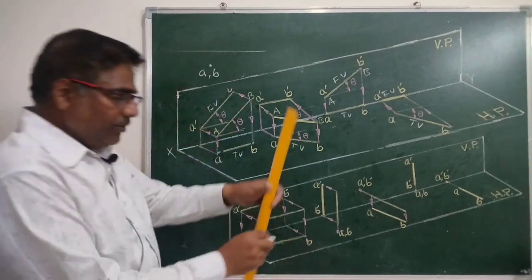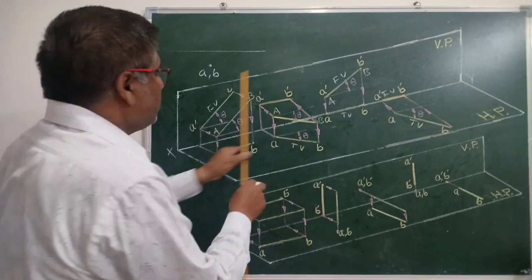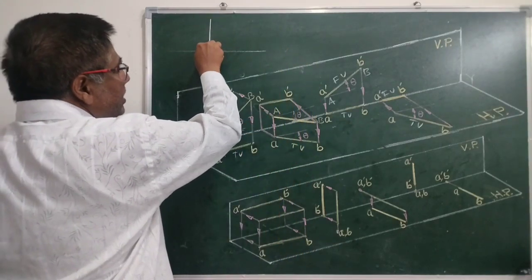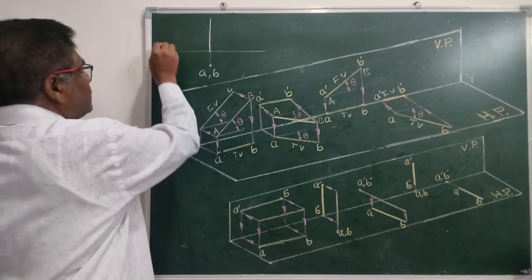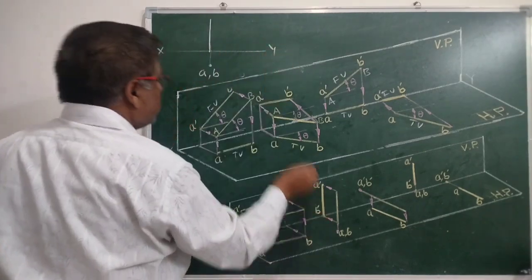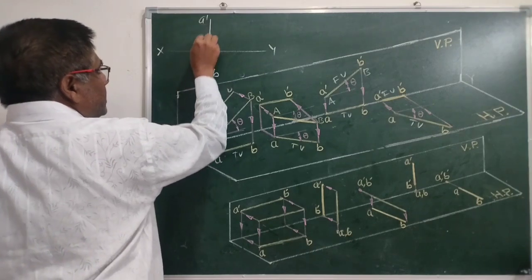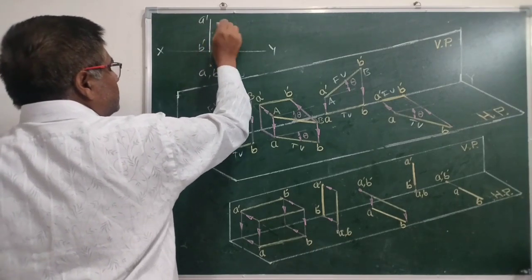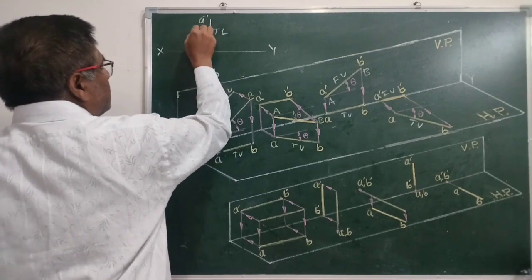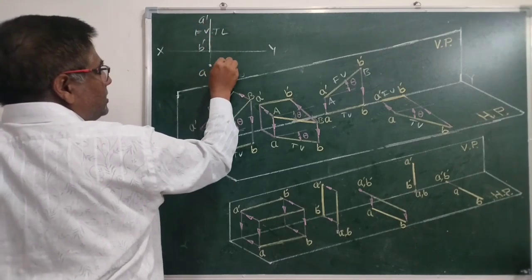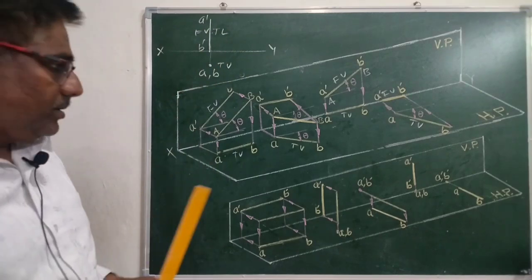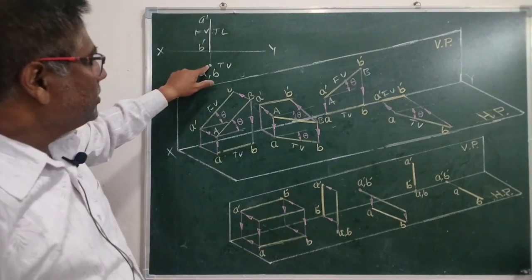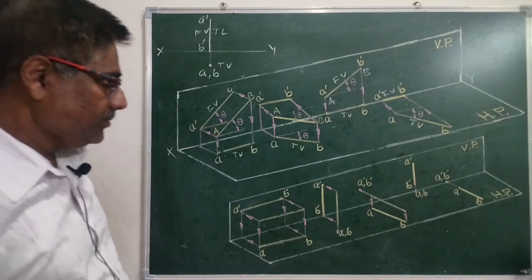And what about front view? When you project this on vertical plane, it will give true length, and moreover it will be perpendicular to XY. This end is A dash, this end is B dash. This is the front view with true length, and this point is the top view. You get true length in front view, and top view is just a point.